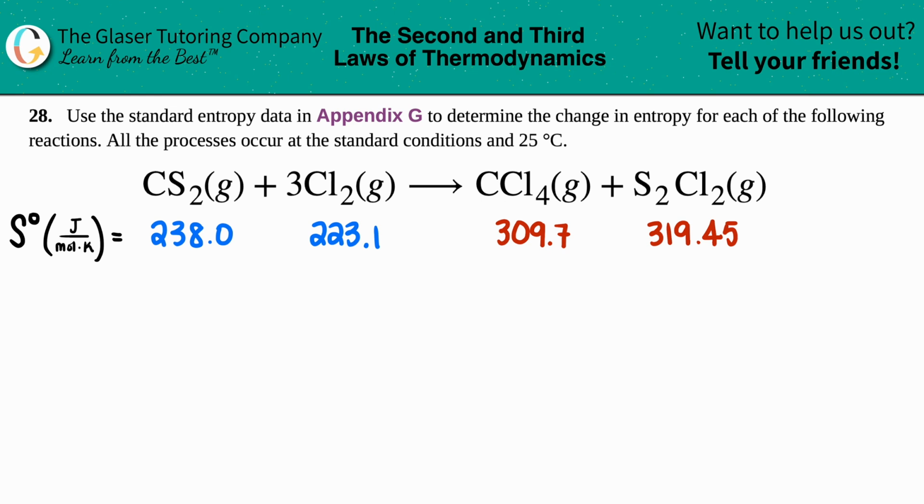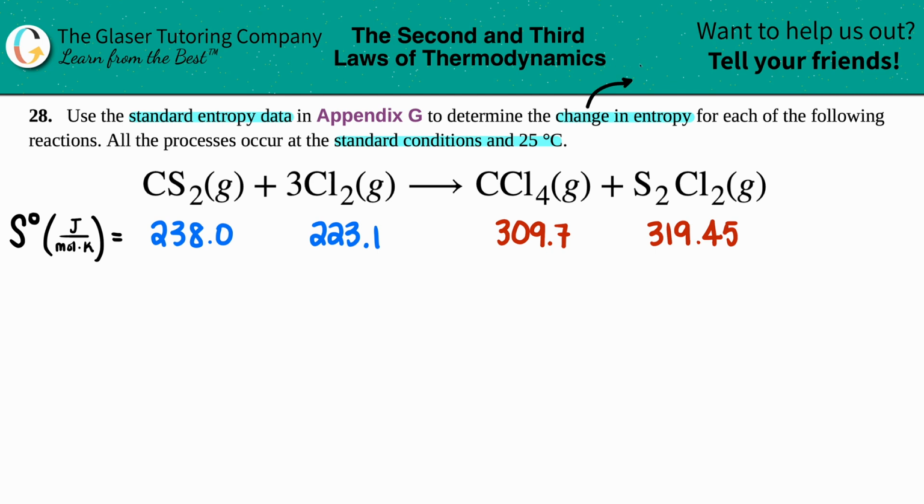Number 28. Use the standard entropy data in Appendix G to determine the change in entropy for each of the following reactions. All the processes occur at the standard conditions and at 25 degrees Celsius. Okay, so in this case, we have CS2 gas plus 3Cl2 gas yields CCl4 gas plus S2Cl2 gas. Cool. We want to find the change in the entropy.